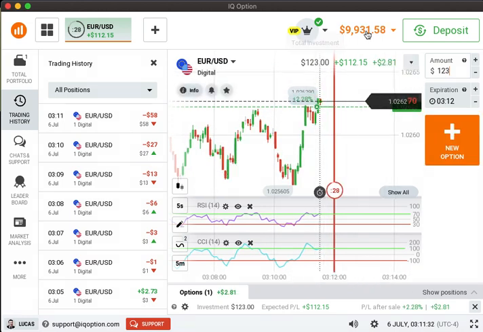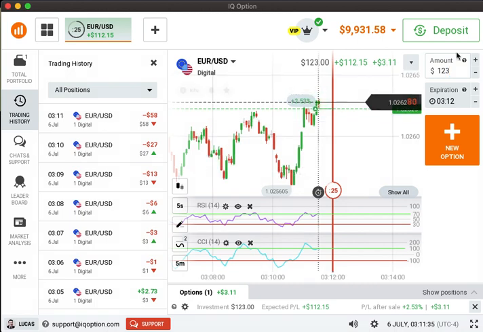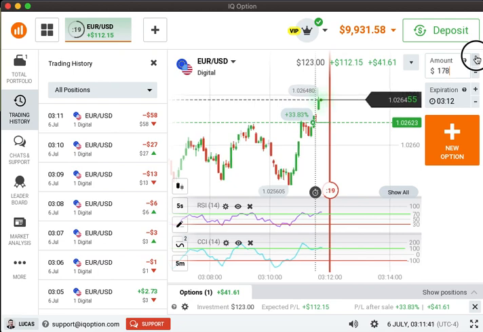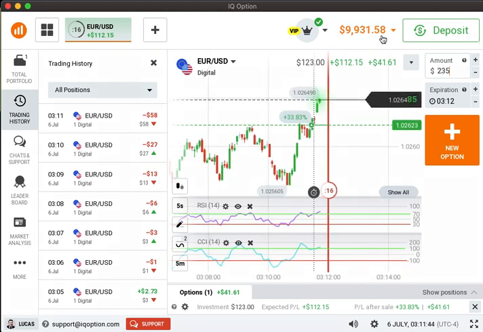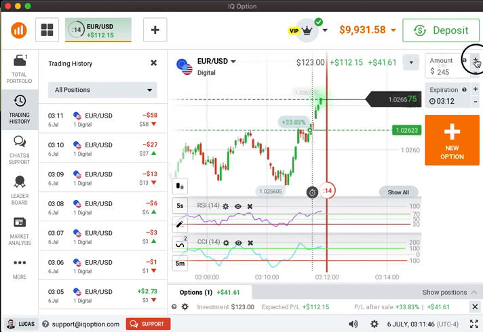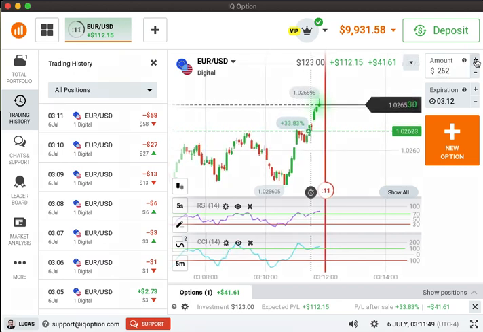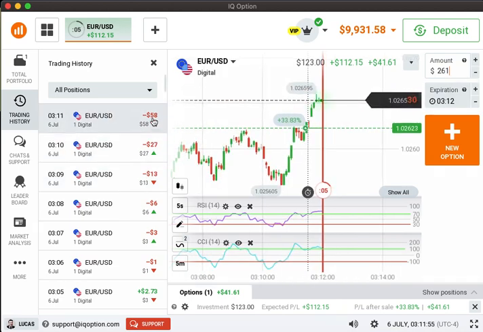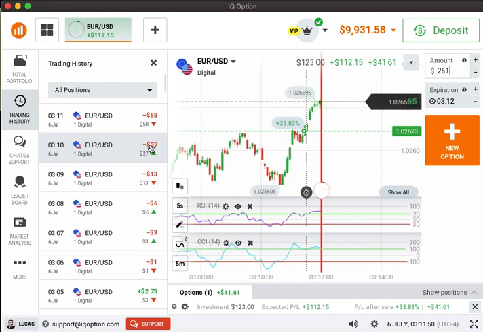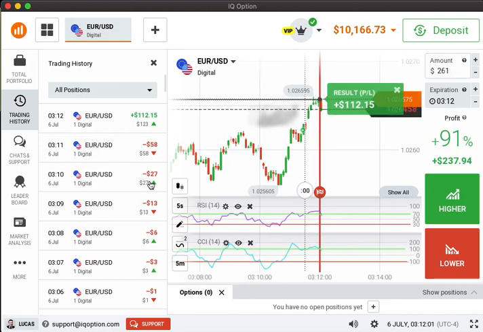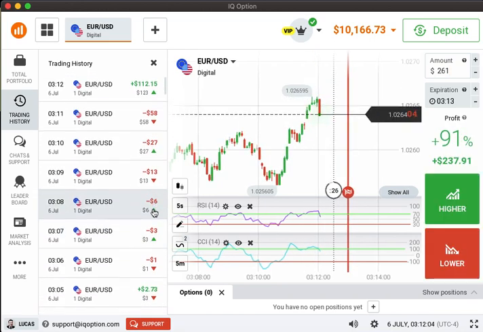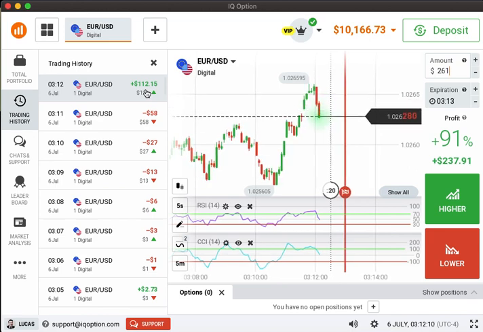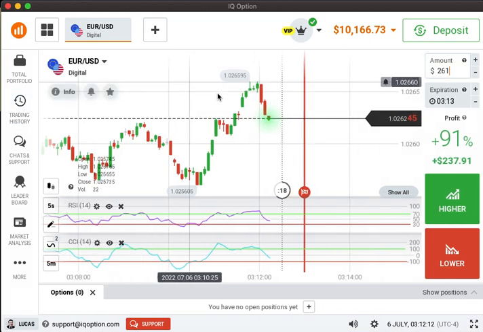Right, so here we do 123 for our buy because CCI is up, RSI is up, right? And then if 123 loses, we do 261, right? And that barely scratches the surface of our 10,000. And as you can see, the beauty of this method, right? 58, 58, 50, 60, 70, 80, 98, 108, $4.15.